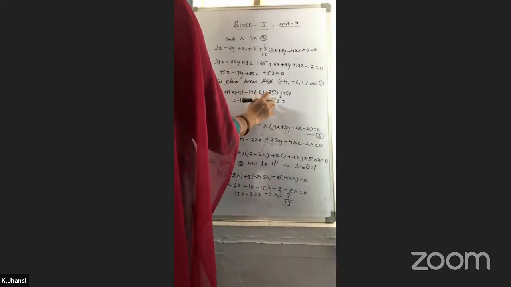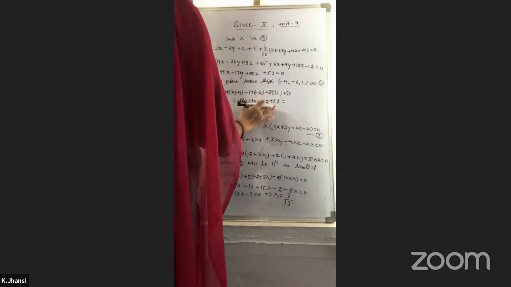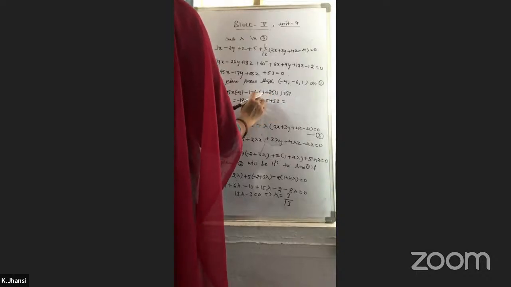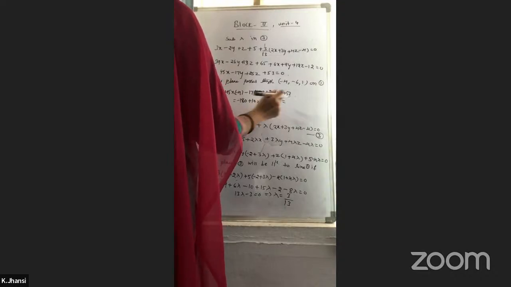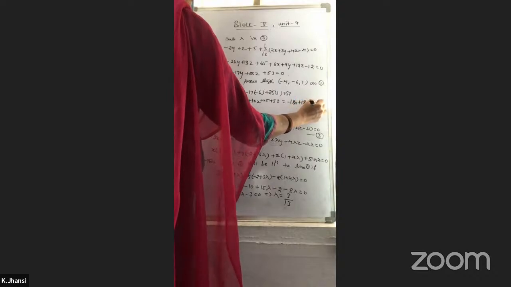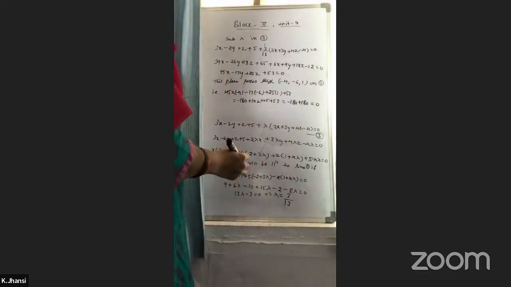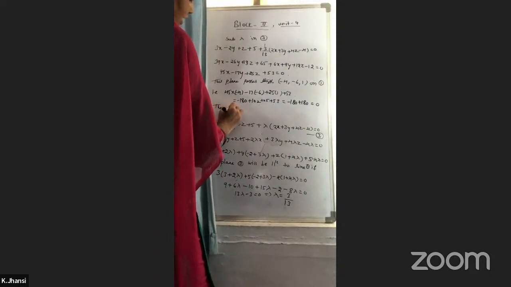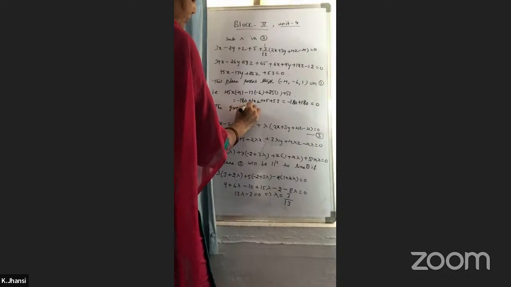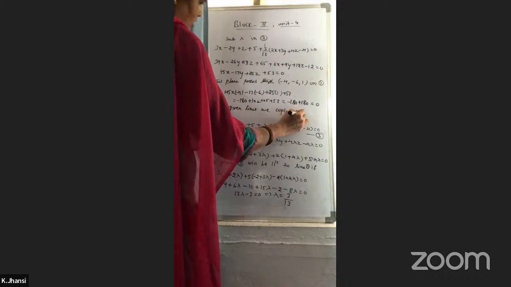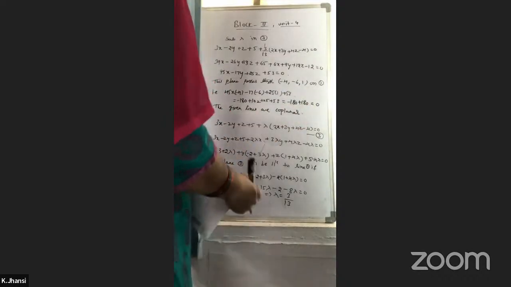Adding these, we get 180 here also. So minus 180 plus 180 we are getting. So the resultant is 0. Therefore the given lines are coplanar. Okay. Now we need to find the point of intersection.